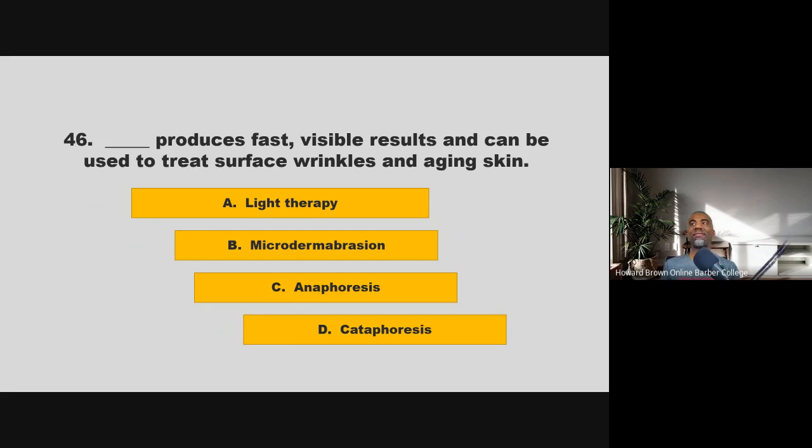Blank produces fast, visible results and can be used to treat surface wrinkles and aging skin. Is it light therapy, microdermabrasion, anaphoresis, cataphoresis? If you chose B, microdermabrasion, you are correct.